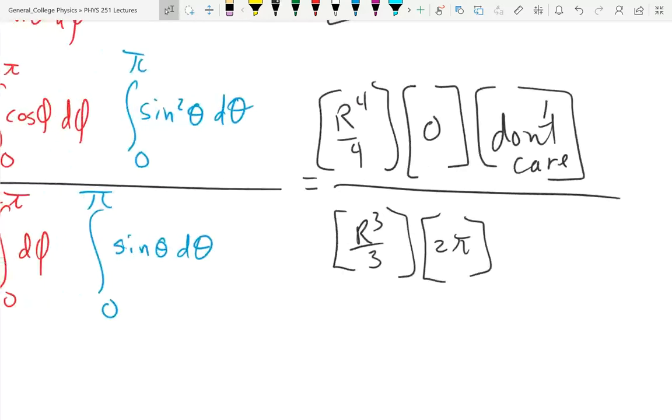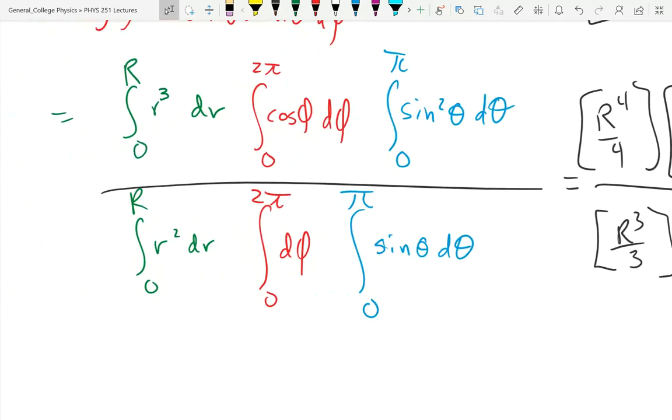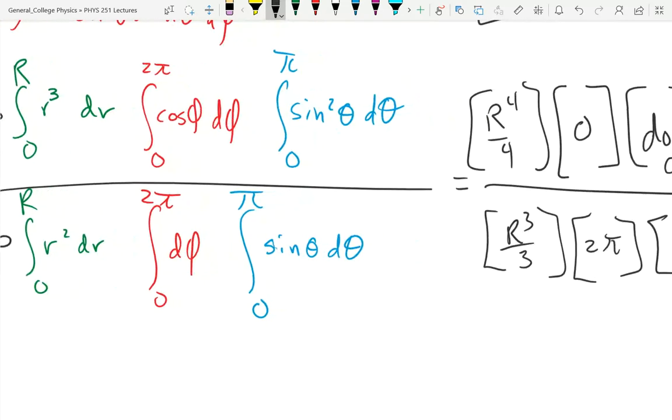And then, somehow my brain's going sideways on me. I know this last term is 2. Minus negative 1 is 2. And so that gives us on the bottom 4/3 pi r cubed, the volume of a sphere. And I forgot to put my rhos here. The rhos will cancel out, of course.